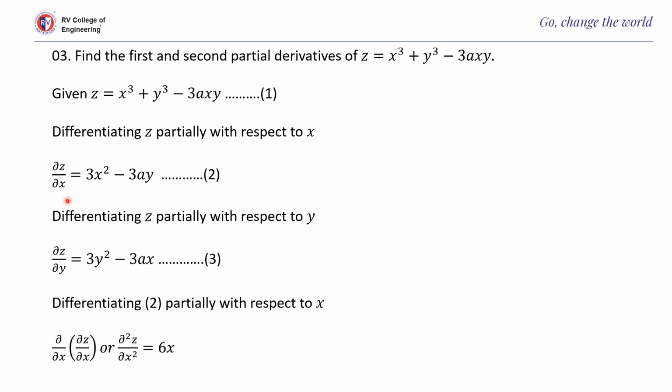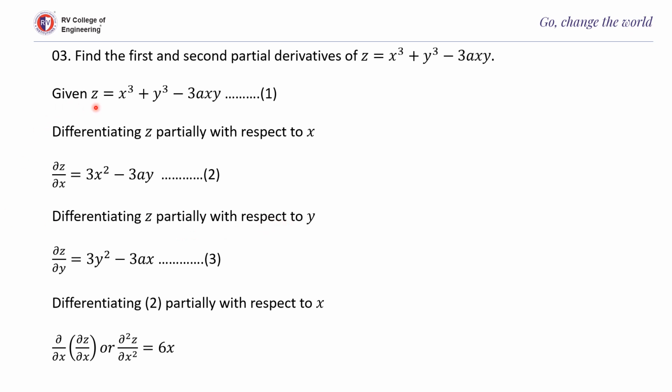So you get ∂z/∂x, which is: differentiation of x³ is 3x². Differentiation of y³ is 0. Differentiation of −3axy is −3ay. So this is the first order partial derivative of z with respect to x. I'll call this equation 2. Now you differentiate equation 1 partially with respect to y.